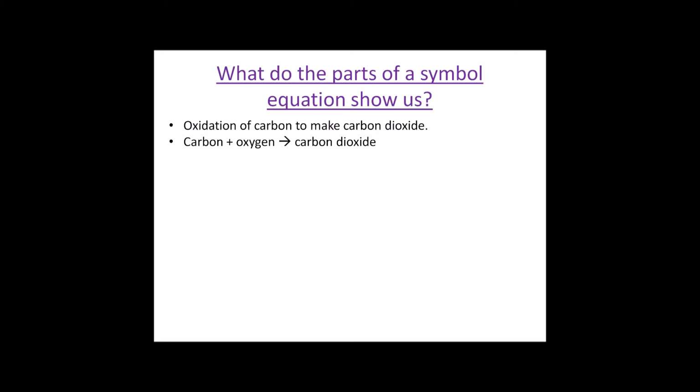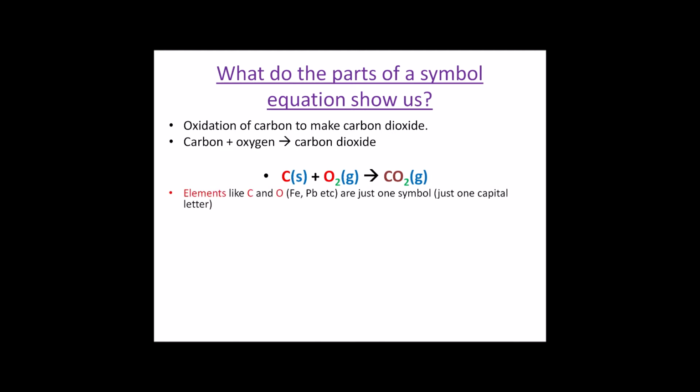So carbon is C, oxygen is O2 because oxygen as a gas floats around as a diatomic molecule. Carbon, because it's a large molecule, it's a solid, it's just C. And for carbon dioxide is CO2. And I've put these in different colours and we'll see why now.